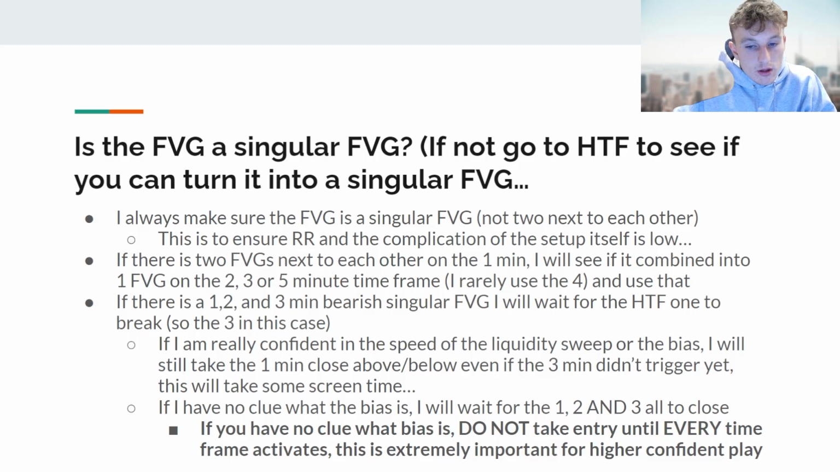But if you don't know the bias, what I recommend is just wait for all the time frames to have the fair value gap in the same spot. Wait for all of them to close. So the 1, 2, and 3. Okay. That's going to be your highest probability, especially if you don't know the bias.